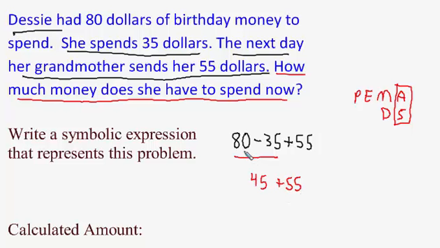So she had $80, she spent $35, giving her $45, but the next day her grandmother sent $55 more. So when you add that together, 45 plus 55, you get the calculated amount for the answer to the problem, which is that she has $100 to spend now that her grandmother sent her more.